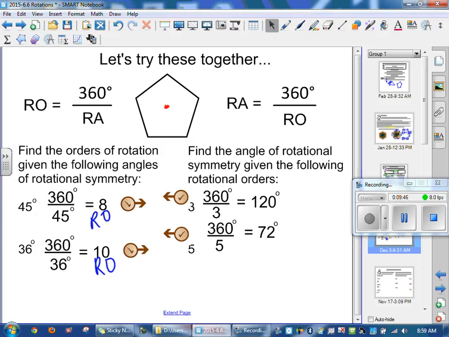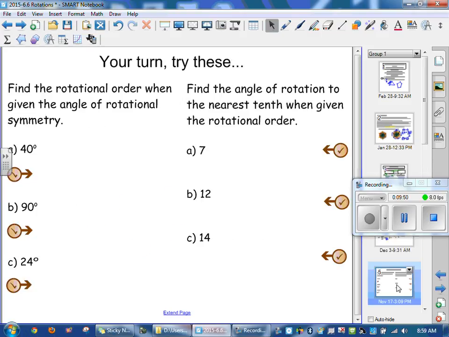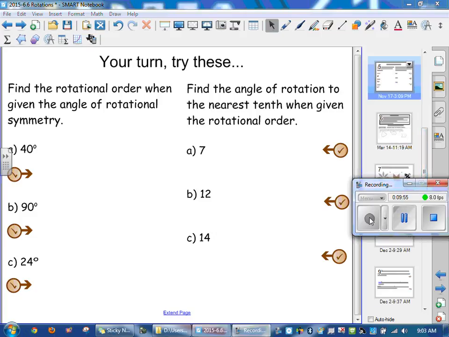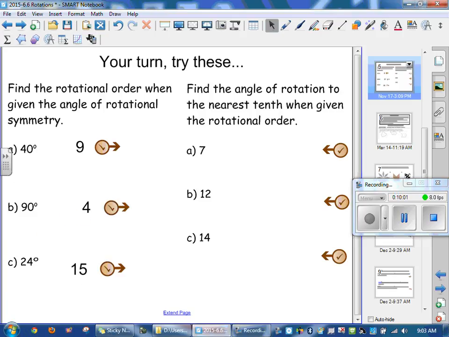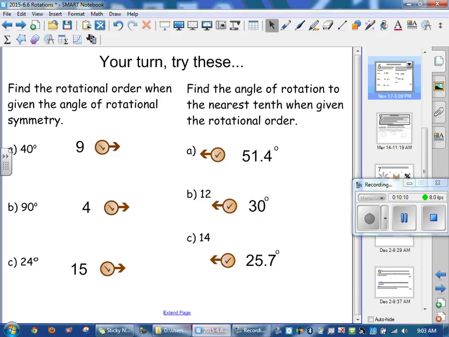Let's take a look at a few more examples. Those are yours to try. I'll give you a few minutes to try those, and I'll put the answers up on the board. All right, let's see the answers you come up with. This one should have given you 9, 4, and 15. Check your work. Good to go? Over here, you should have 51.4, 30 degrees exactly, and 25.7. Okay, check your work.